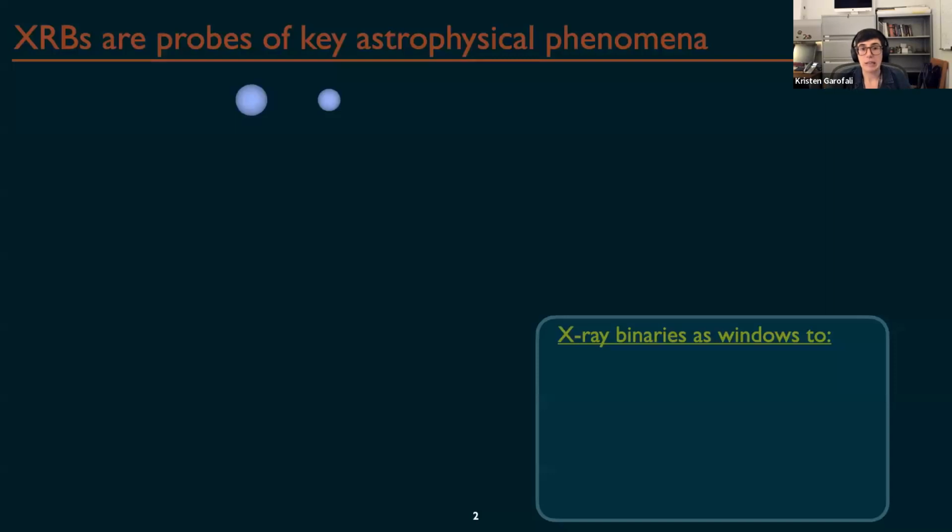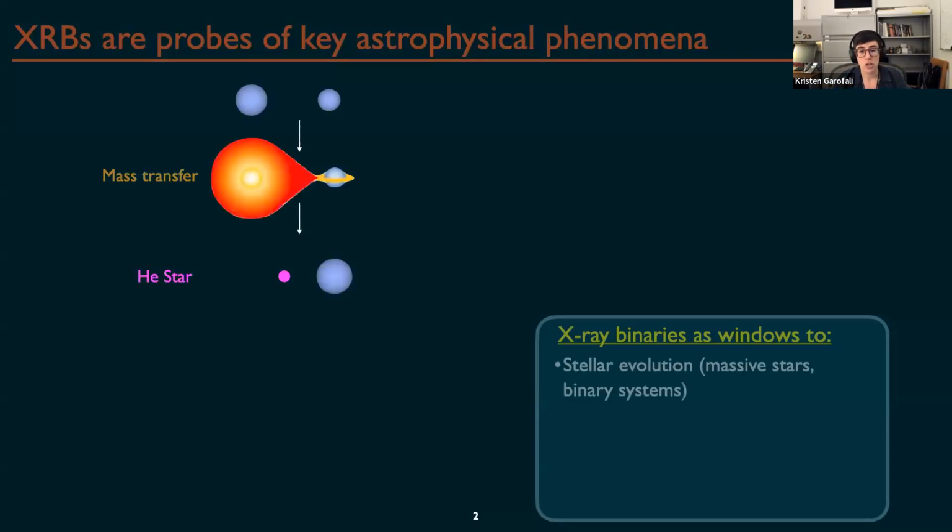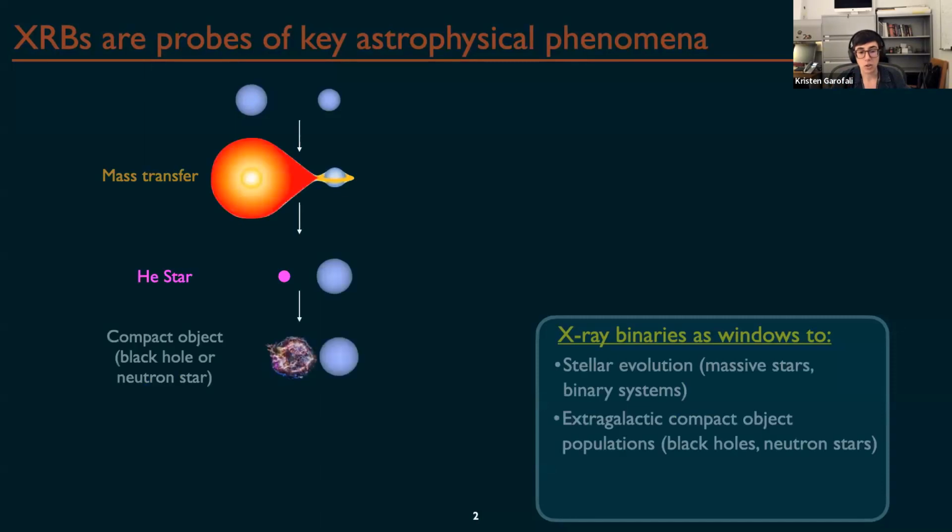So just to start off and orient us into what I mean when I say X-ray binaries, I'll be using this term kind of broadly, which can encompass low mass, high mass X-ray binaries, ultraluminous X-ray sources, but broadly, I mean binary star systems in which accretion happens onto a stellar mass compact object. So a stellar mass black hole, or a neutron star.